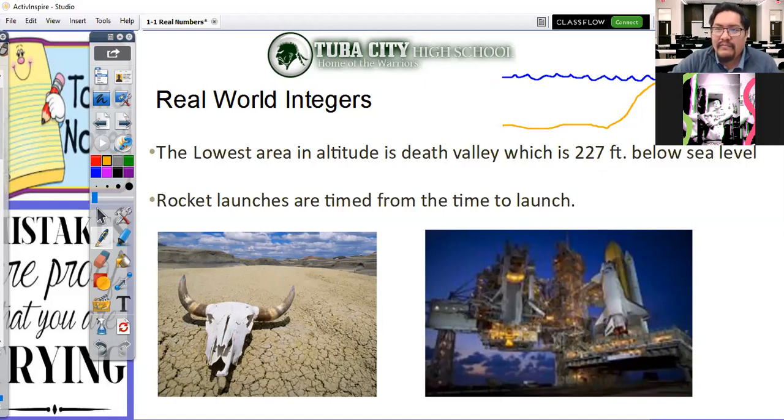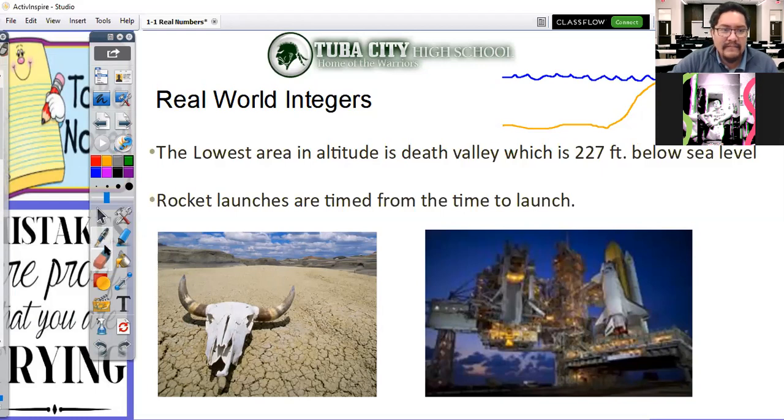So a mountain would be above sea level. If you've ever gone to Flagstaff or any other town for that matter, where you're on a road, you'll see these signs that say altitude, and it'll tell you how high above sea level you are. And some areas can actually be below sea level.